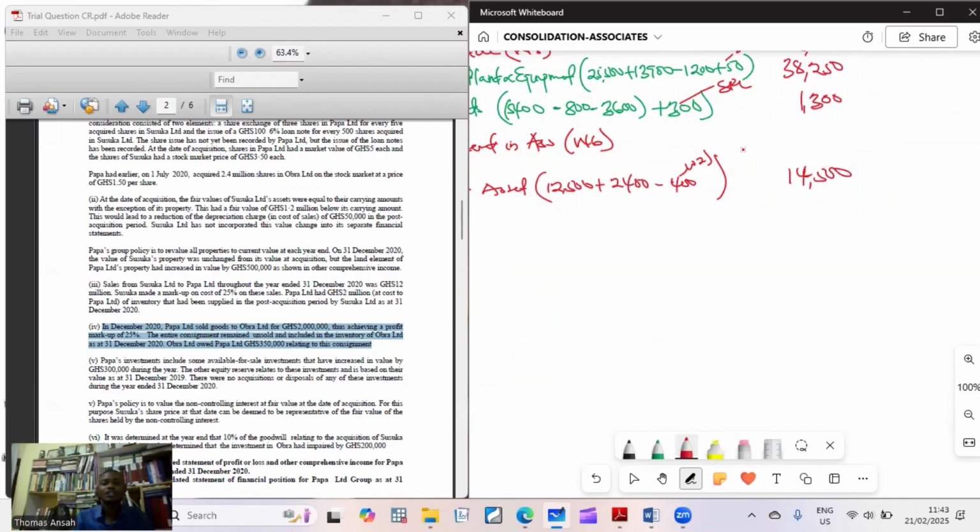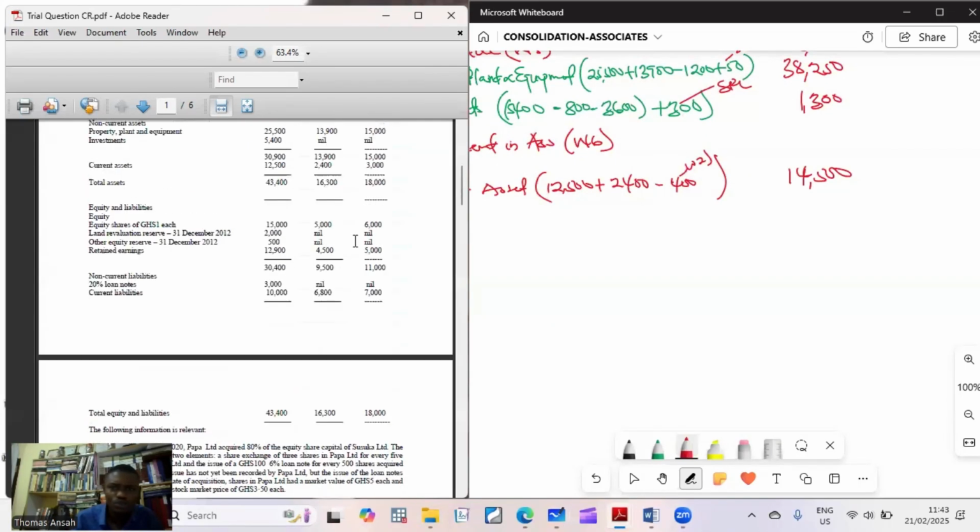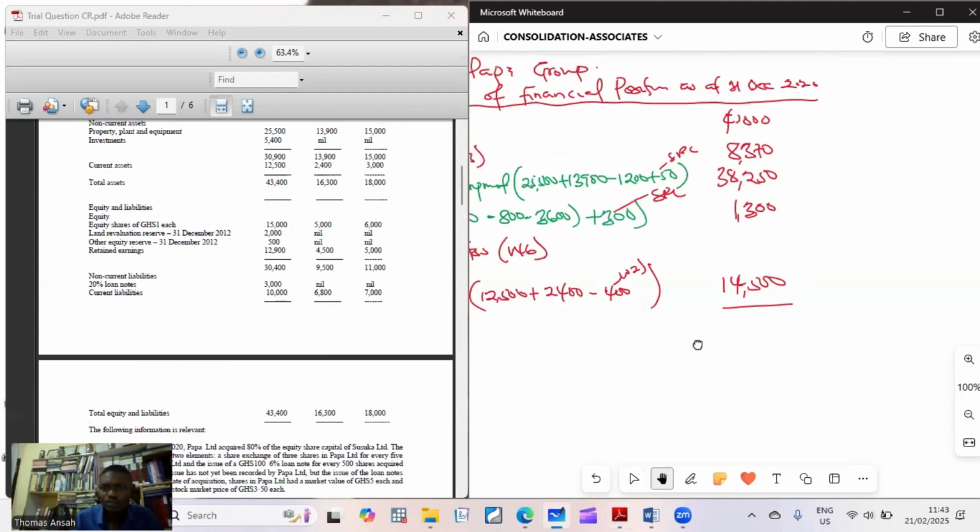14,500. So basically, that is that. All right, just to confirm the figures again, 2,400. That's correct. So my asset side is done. So I should be able to total it and know my balancing figure as it were. All right. So that is that.